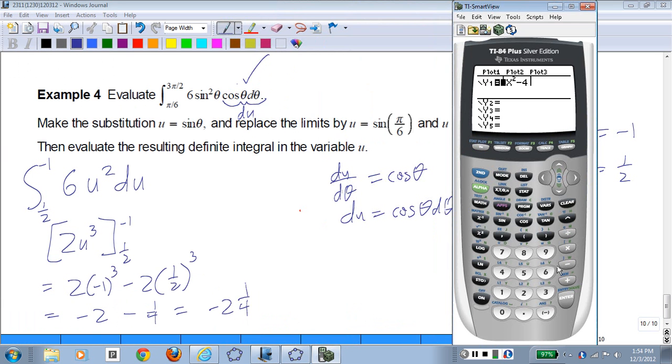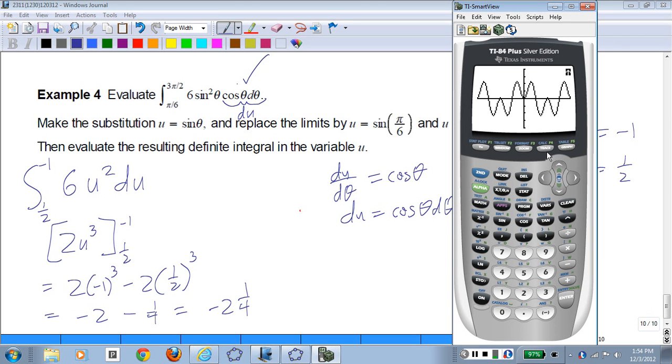So if I graph y equals 6 sine x to the power of 2 times cosine x, confirm that I am in radian mode and zoom trig. Yeah, between pi over 6 and 3 pi over 2, it looks like more of it than not is below the x-axis. So I'm thinking the net signed area is going to be negative.